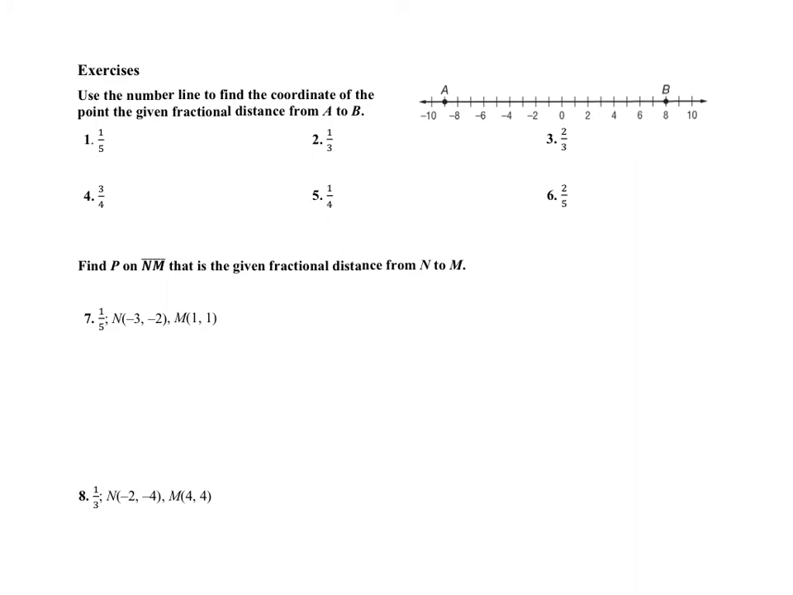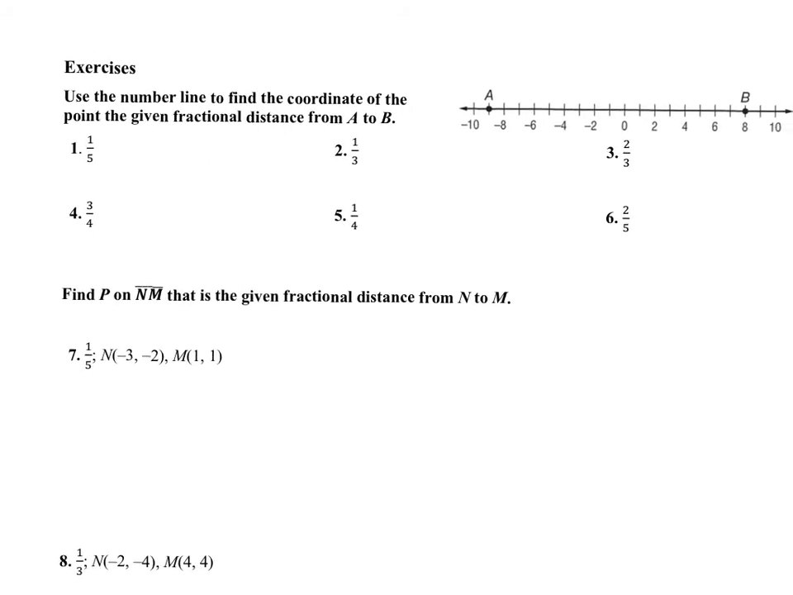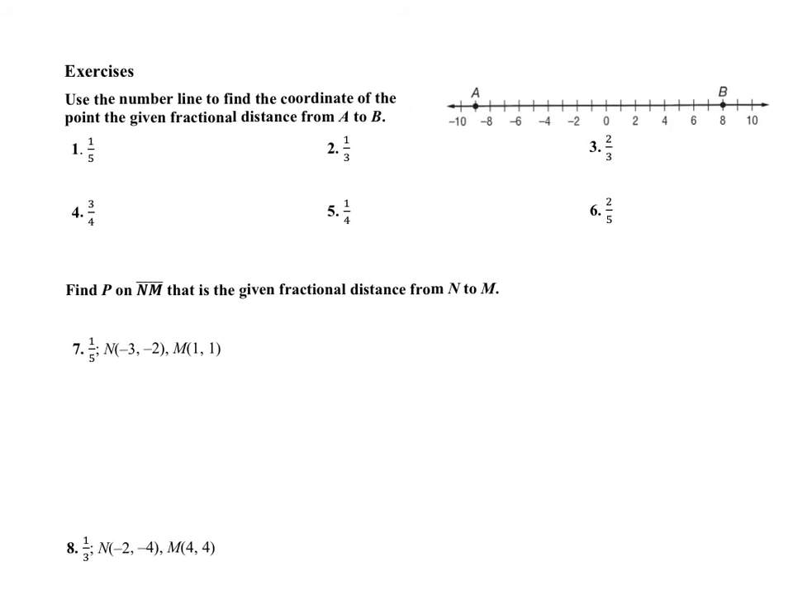Let's take a look at some additional practice problems, and I'm going to show you a little trick here. With 1 through 6, we want to use the number line to find the coordinate of the point, the given fractional distance from A to B. So we're going to use this same setup for each of our problems here.